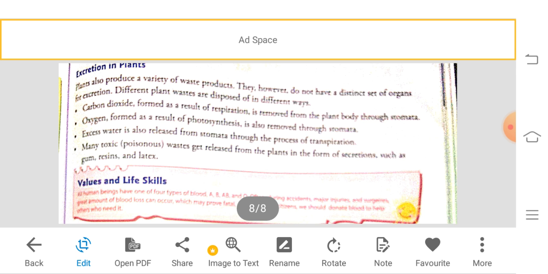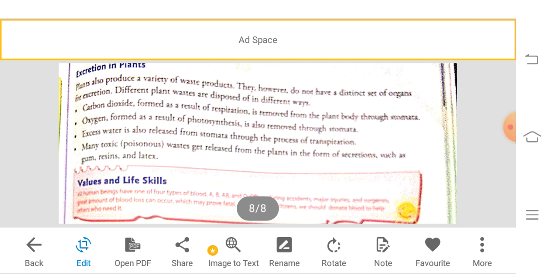Excess water is released from the stomata through the process of transpiration. Just now we have read the topic transpiration. We will recall the definition. What is transpiration? Transpiration is the process of removal of water from the plant body. So excess water is removed from the plant stomata through transpiration.